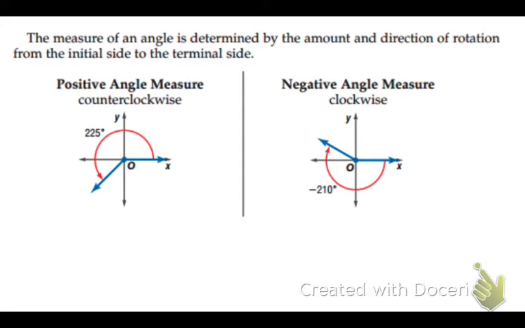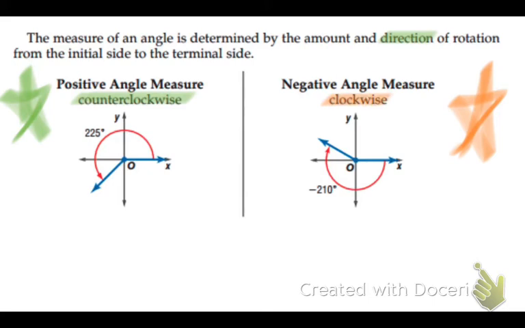Next, the measure of an angle can be determined by the amount and direction of the rotation from the initial side to the terminal side. Direction is something that we have not necessarily talked about prior to this unit, but I would like to point out that angles can have positive angle measure, which means they go in a counterclockwise rotation, or an angle can have negative angle measure, which means it goes in a clockwise rotation.